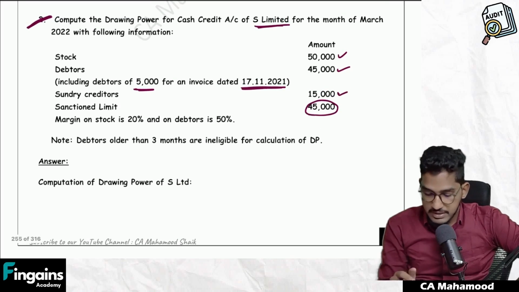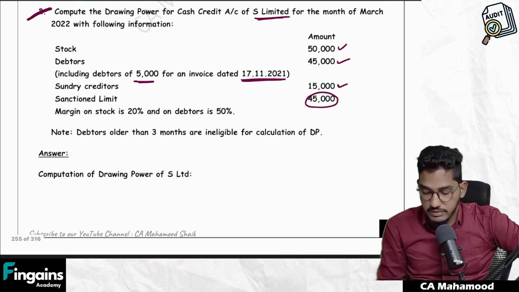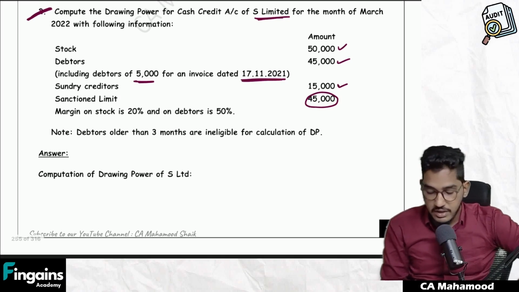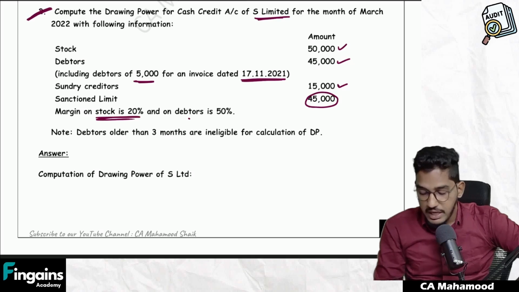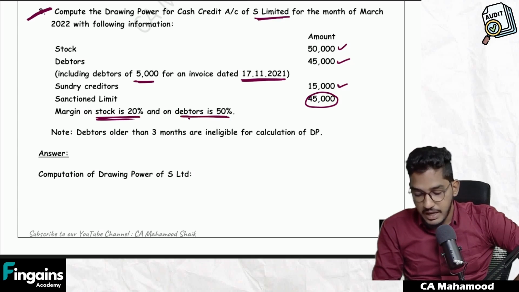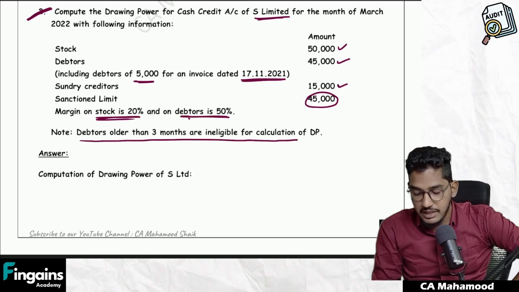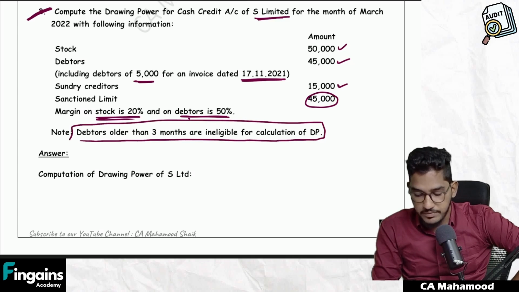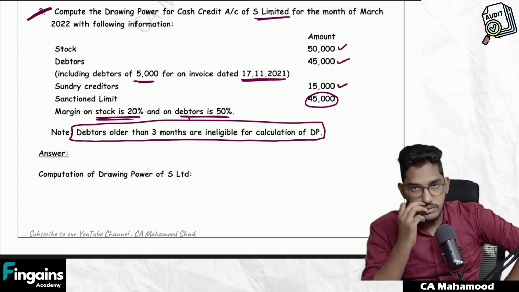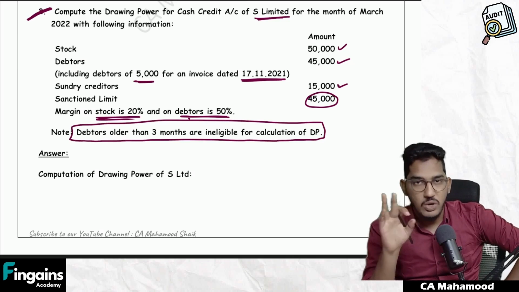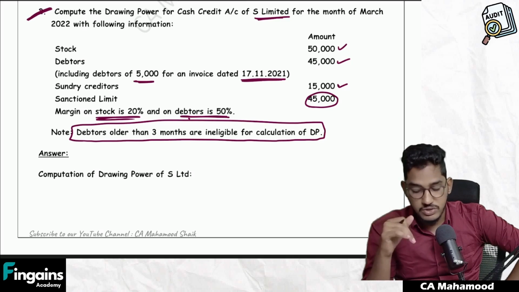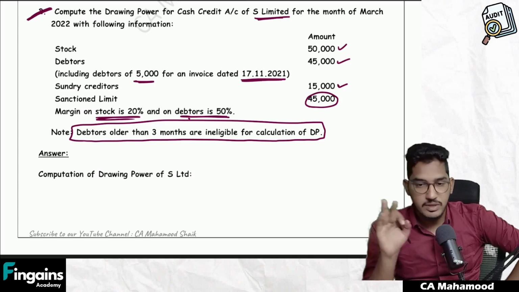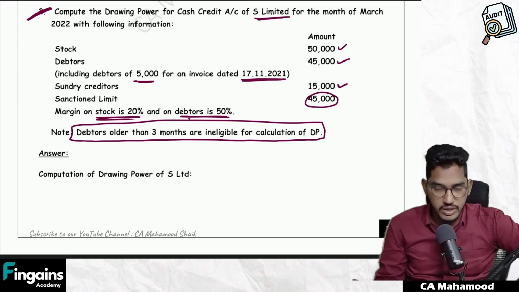So we have some details here. They have given the value of the stock, the value of the debtors, the sundry creditors, and the sanction limit. They are telling that margin on stock is 20% and margin on debtors is 50%. And one more thing in the note: debtors older than 3 months are ineligible for calculation of DP. Every bank will follow this policy. They will consider debtors, but not the debtors outstanding for more than 3 months, for calculation of drawing power.